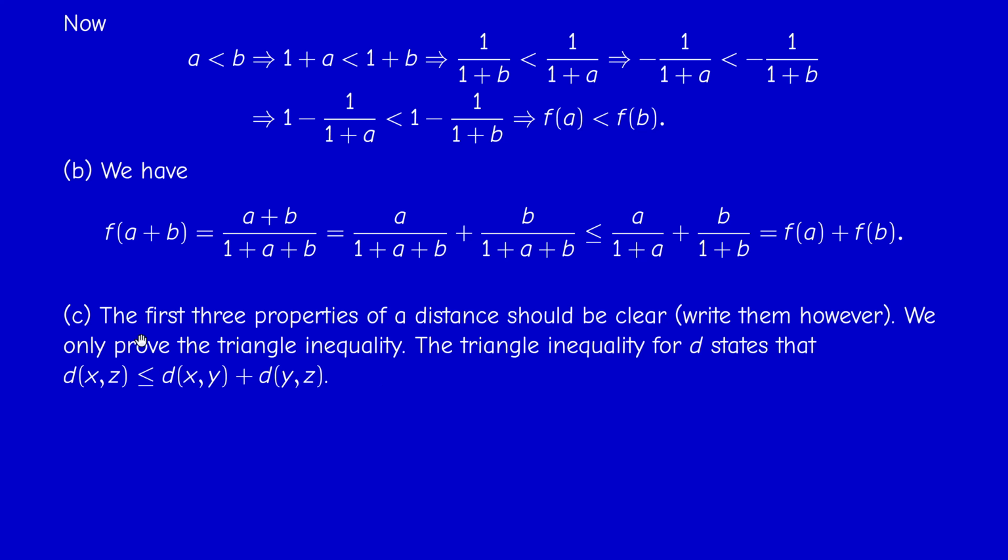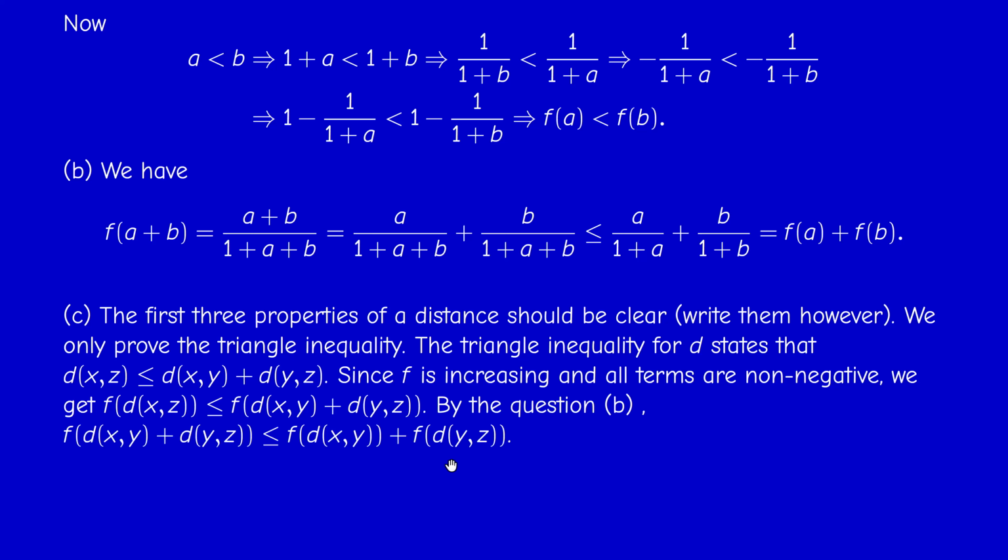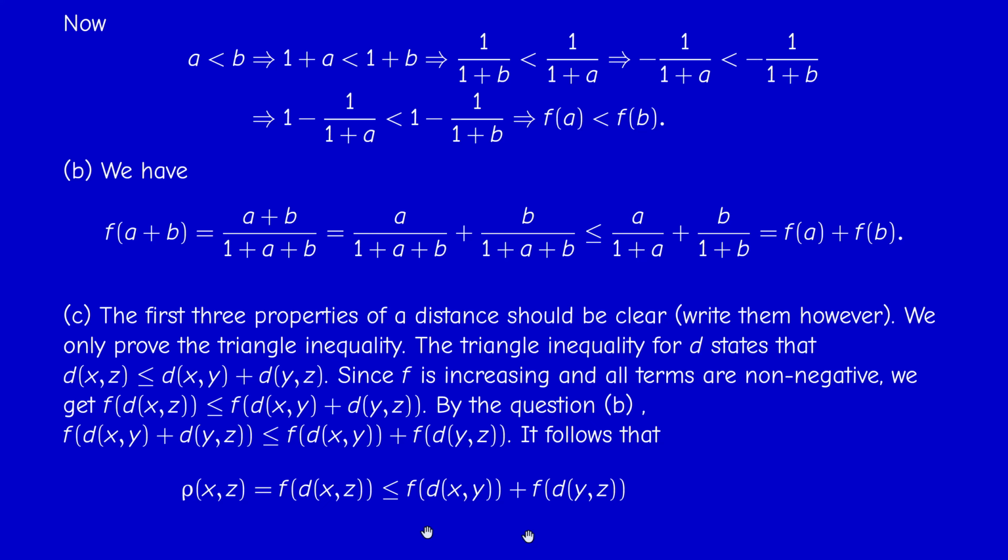So first, I write the triangle inequality for d. And then, since f is increasing, I take the image of each side. So f of d(x,z) is less or equal than f of d(x,y) plus d(y,z). But by question B, f is sublinear. So f of the sum is less than the sum of the f's. So I get f of d(x,z) is less than f of d(x,y) plus f of d(y,z). And f of d is rho by definition. So I get rho of (x,z) is less than rho of (x,y) plus rho of (y,z). And this is just the triangle inequality for rho. Okay.